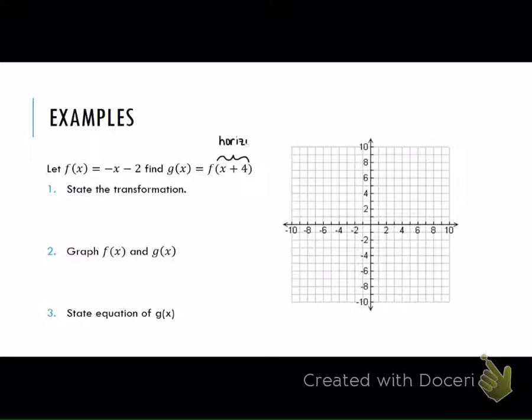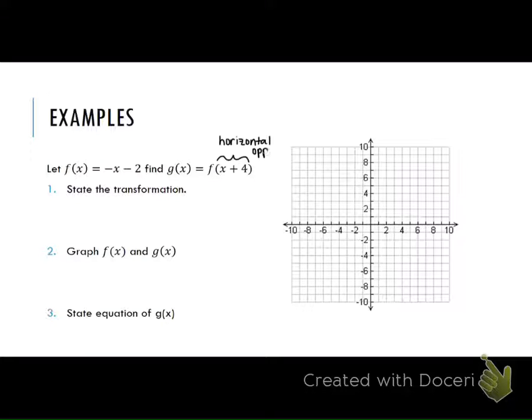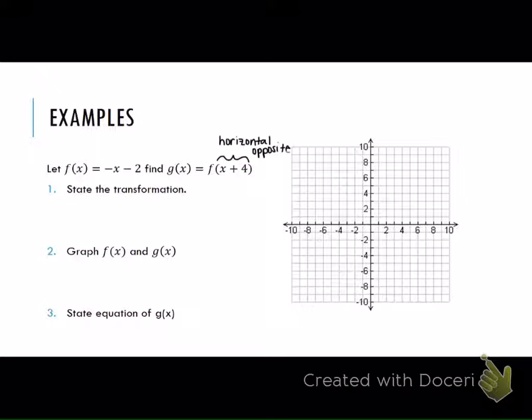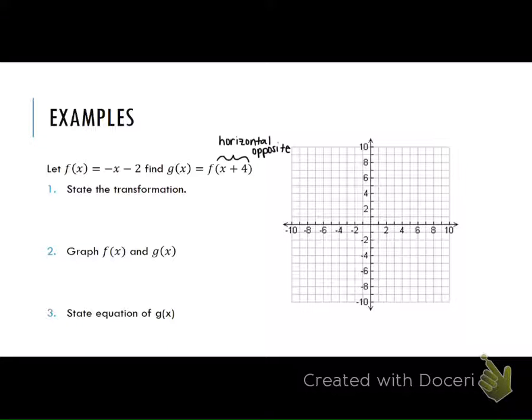Horizontal. And is horizontal the same or opposite? Opposite. So we have to think opposite. So somebody please tell me what the translation is for this one. Lexi? Down 4. Be careful, it's horizontal. Left 4. Left 4, right? Horizontal is left to right. Vertical is up and down. So opposite of positive 4 is a negative 4, which means you're going left 4.